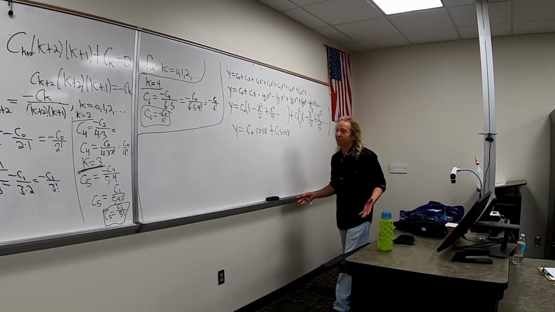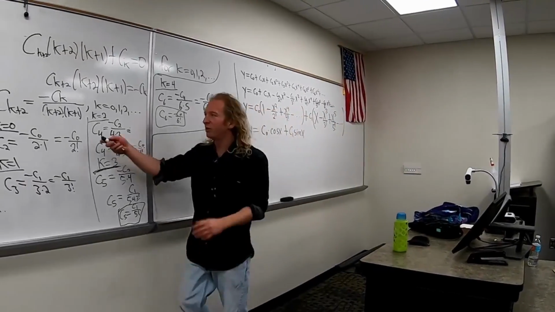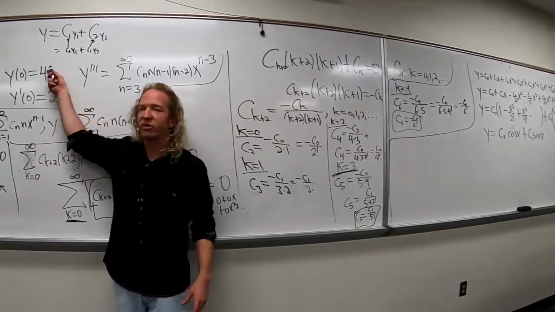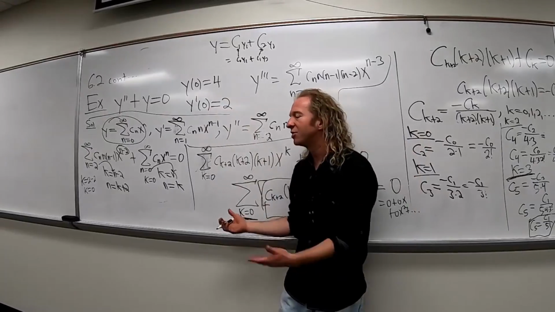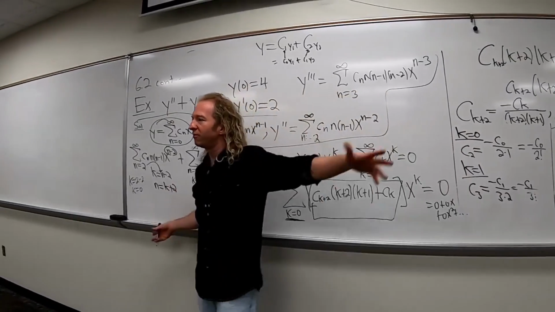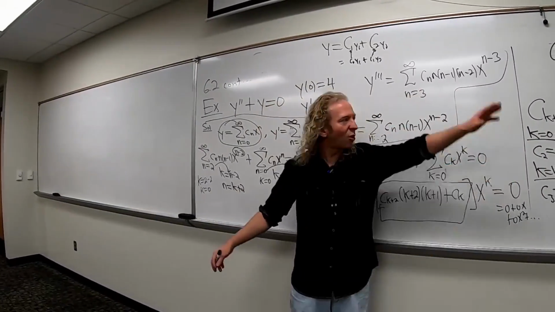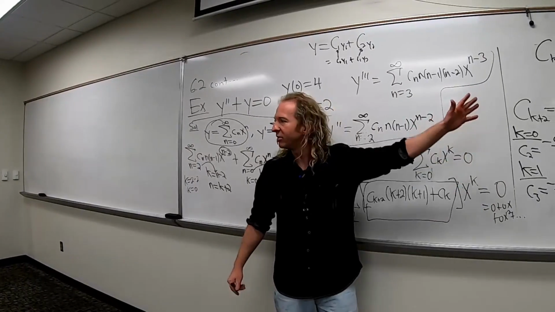We're done. We just have to use the conditions, right? Our conditions were way over here. These are our conditions: y of 0 equals 4, y prime of 0 equals 2. All we have to do now is use these initial conditions, and we can find the c's. So any questions on this problem, on any of the steps?